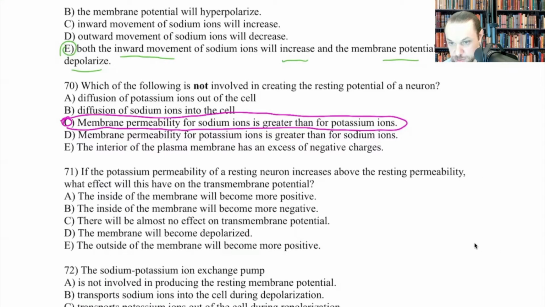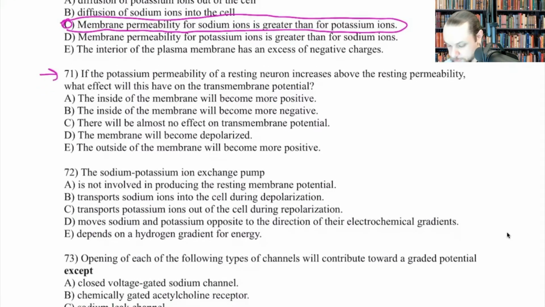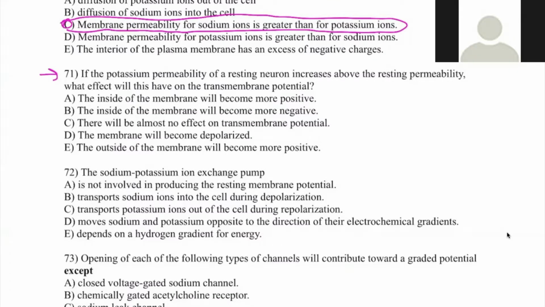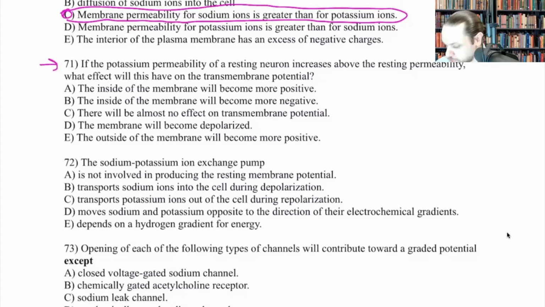We're going to go next to Andrew for number 71. If the potassium permeability of a resting neuron increases above the resting permeability, what effect will this have on the transmembrane potential? I put down D. So remember, what is primarily responsible for depolarization of the membrane? We have sodium, we have potassium, let's just say we have calcium. Which of these is responsible for depolarization of the membrane?